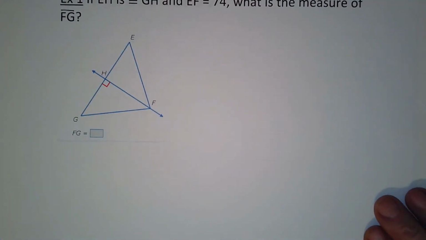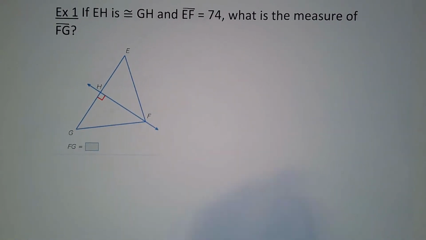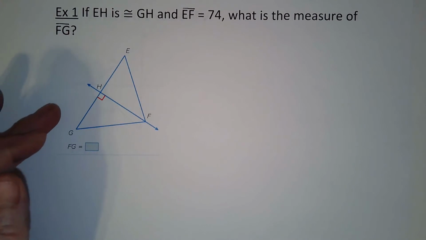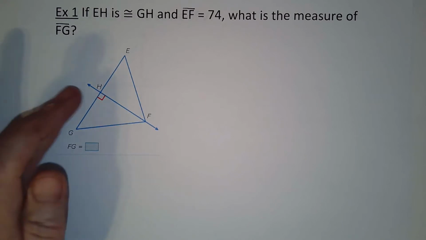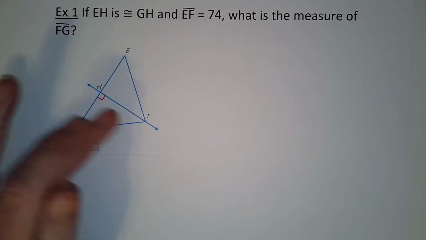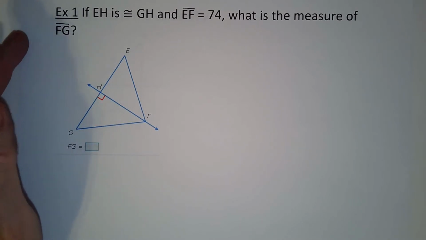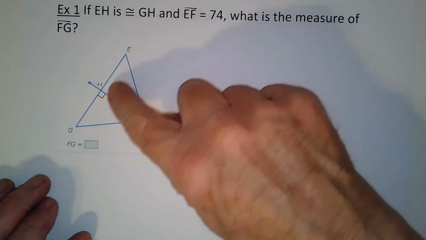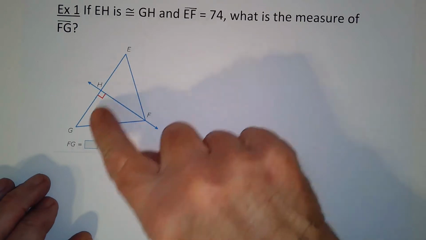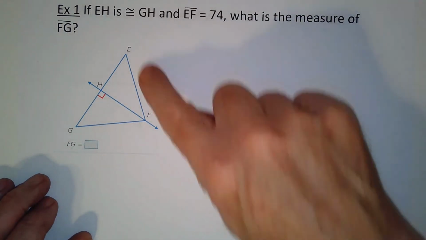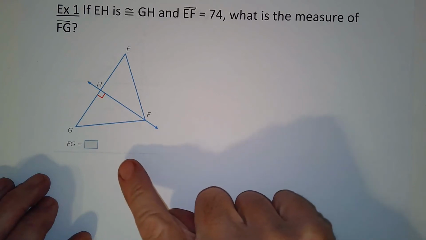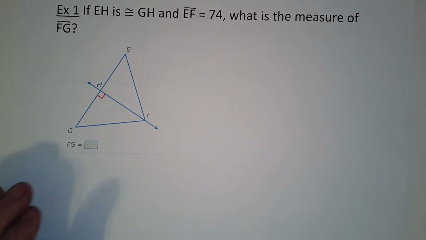All right. So we're now going to look at example 1. In example 1, we have what appears to be a line segment EG, and it has a perpendicular line running through it, FH. The example says if EH, this portion of the line segment, is congruent to GH, and EF equals 74, what is the measure of FG? That is what they're asking for.